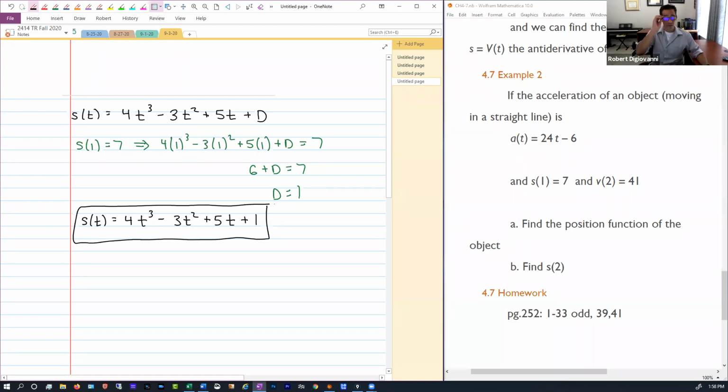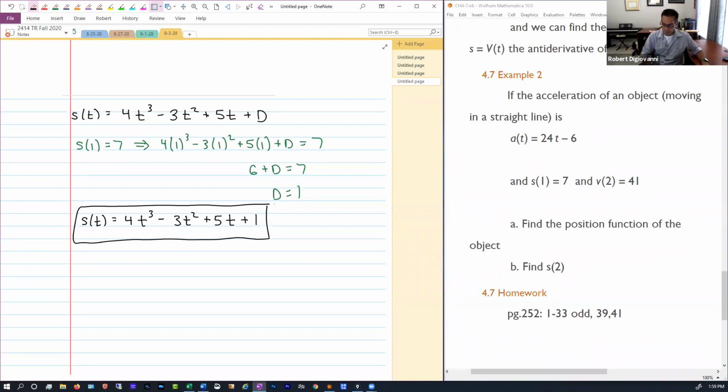And what's great now is we can find the position of the object at any point in time, because we have the actual function. So part B of this problem is just to find S of 2. You just plug 2 into that and get an answer, which I'm not going to do.